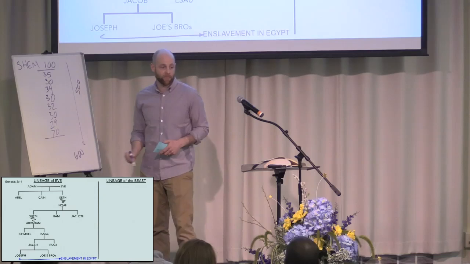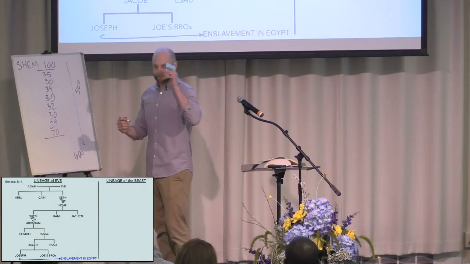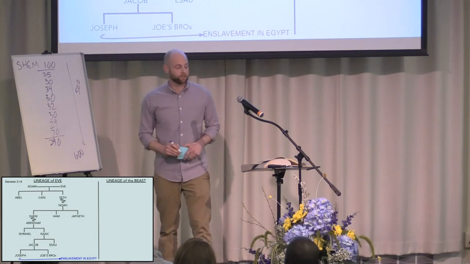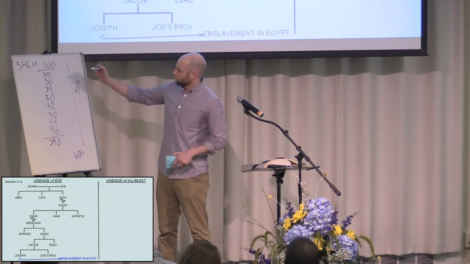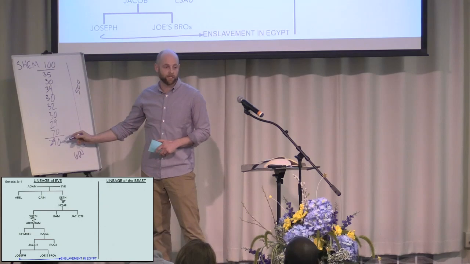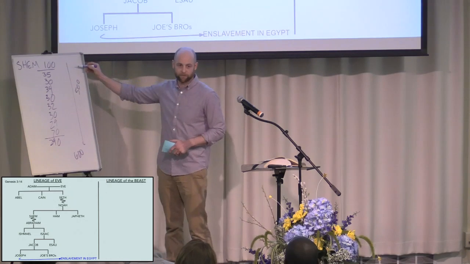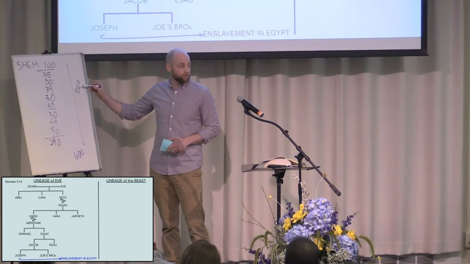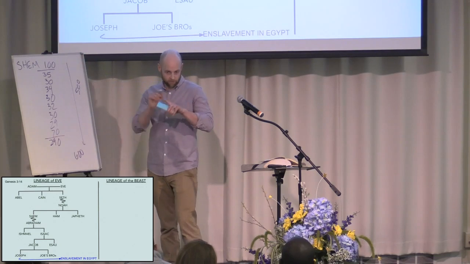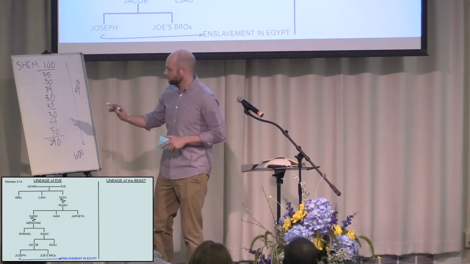If you add these numbers together, did anyone do it? 290. Nice job. 290 years. Now, from Shem, 8 generations, it's 290 years. How long did Shem live? Well, he lived another 500 years after he fathered his first child. Now, just stay with me here for a second.